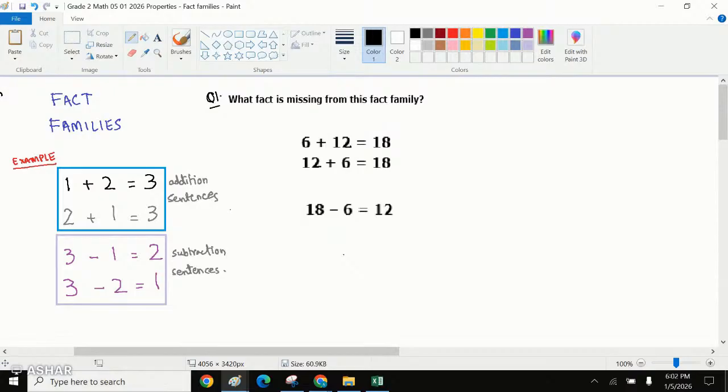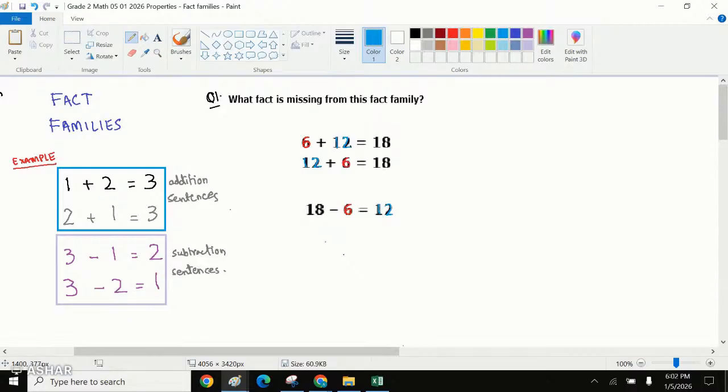What is missing? What are we missing? Can anyone help me out? See, it said 6 plus 12 was equal to 18, right? Even if we change the order of addition, we say 12 plus 6 would still be 18. But when we look at the subtraction sentences, 18 minus 6 was 12.